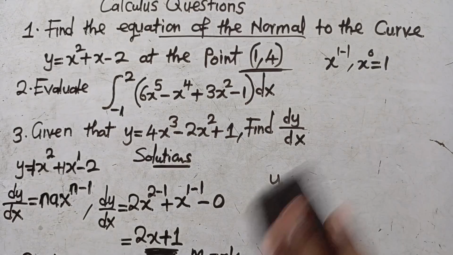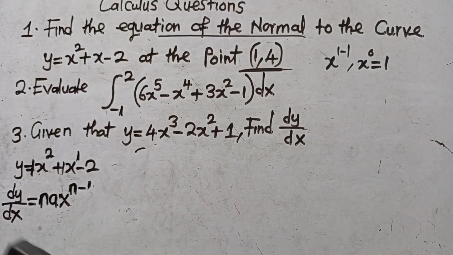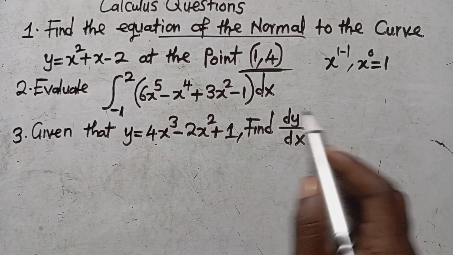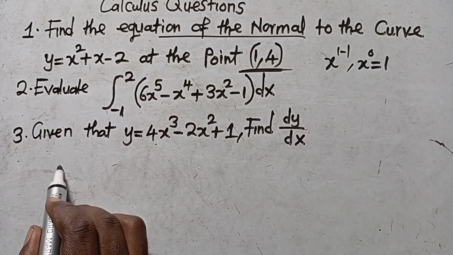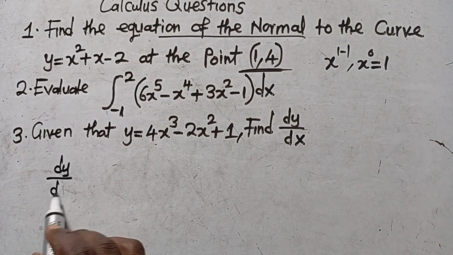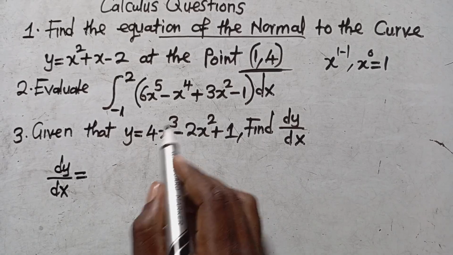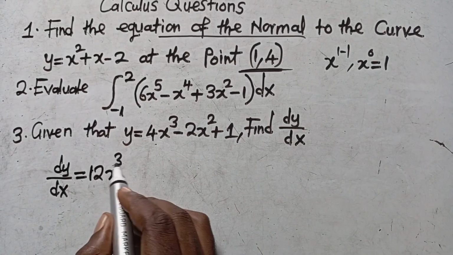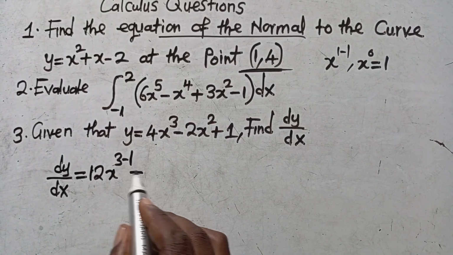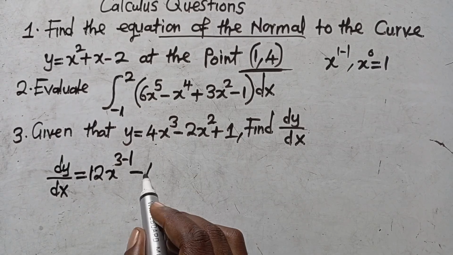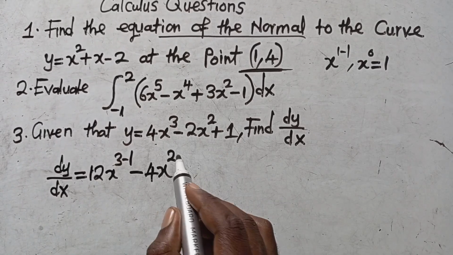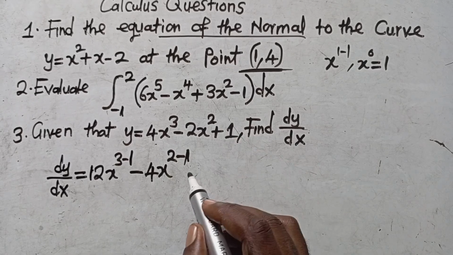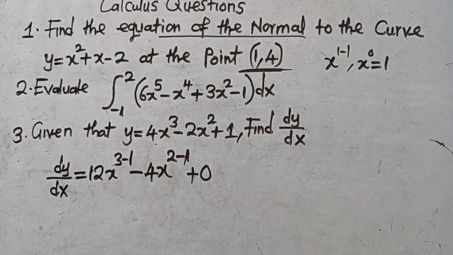Let us move now to question 2. Question 2, I'm told to evaluate. So before I answer question 2, let me just answer this one. I'm told to find dy/dx. The same way, dy/dx is equal to 3 times 4, that is 12x^(3-1). This is just the formula. Minus 2 times 2, that is 4x^(2-1). Derivative, if you differentiate a constant number, you get a 0, so plus 0.